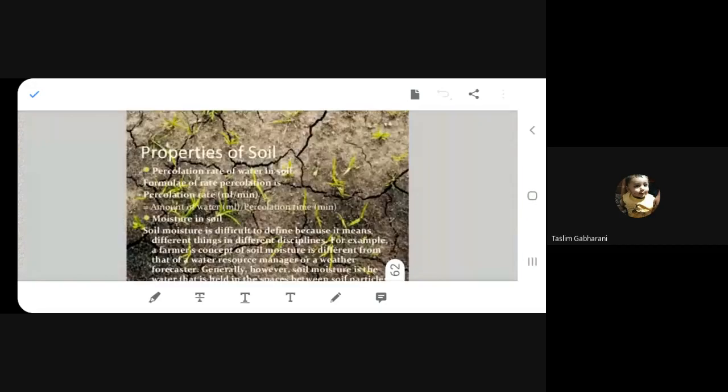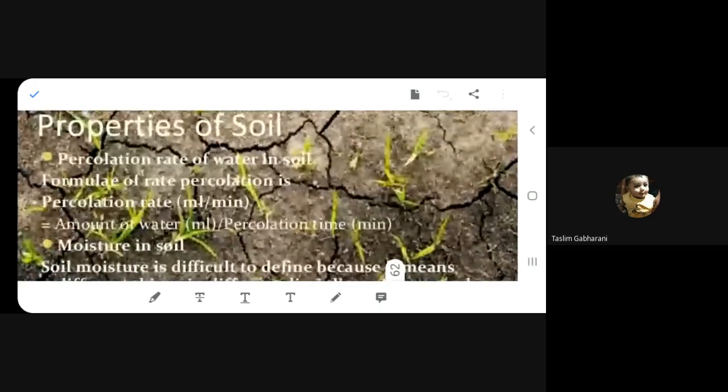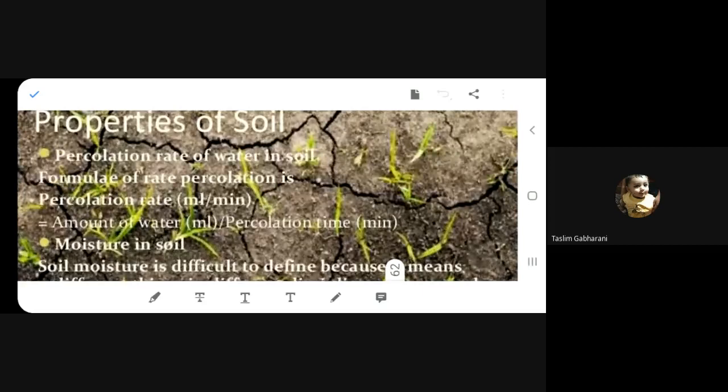So now we are going to do properties of soil once again. So what is percolation rate? That is the amount of water in milliliter which is taken in per minute. How much water has gone inside in 1 minute? That is going to be the percolation rate.